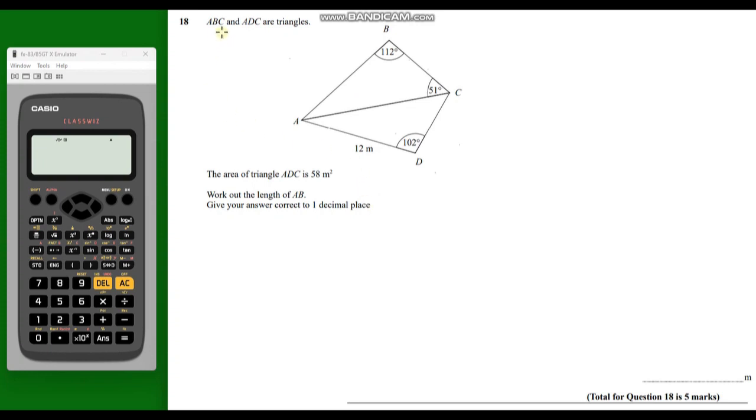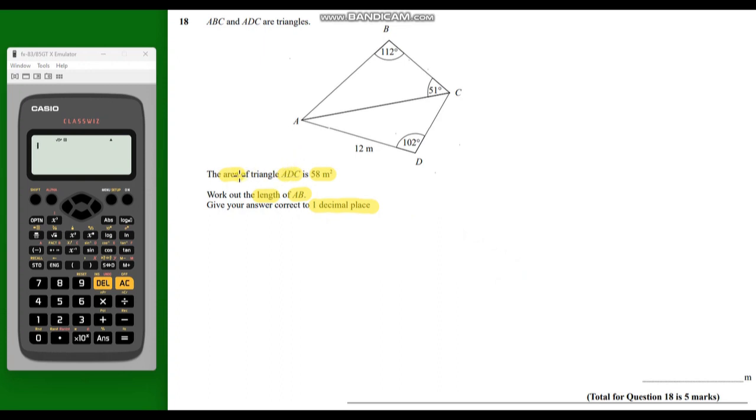Question 18. ABC and ADC are triangles. The area of triangle ADC is 58 meters squared, which is, you see this bottom triangle here. Work out the length of AB. Give your answer correct to 1 decimal place. So we've got quite a lot of information here, and I've just noticed it's worth 5 marks, so it's going to take quite a long time to get our answer, but we just do it in stages.